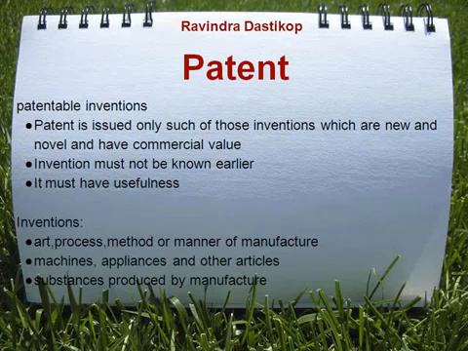Inventions could be an art or a process or a method. For example, you can develop a new kind of procedure or process. If you're a chemical engineer, you come out with a chemical process which will give you a higher yield rate. Or a method or manner of manufacturing: you find a method to reduce the cost of manufacturing. That can also be patented. It could be a machine like a steam engine, or an appliance like a watch, or another article. Substances produced by manufacture: you can come out with a chemical which improves the fertility of a particular land. All this can be patented.